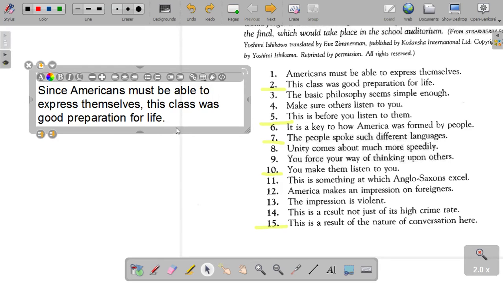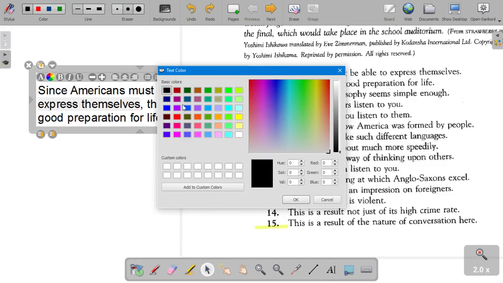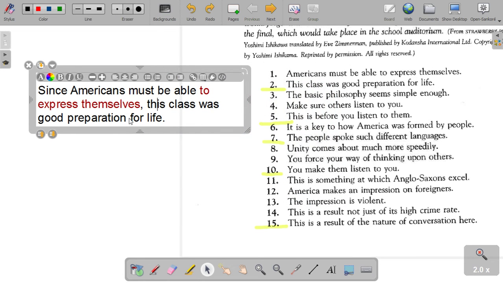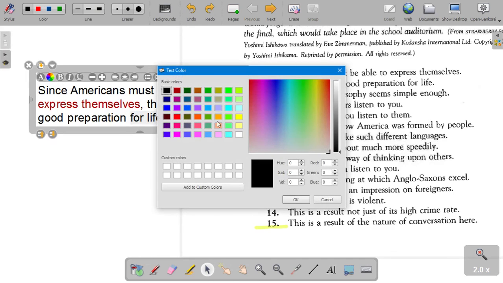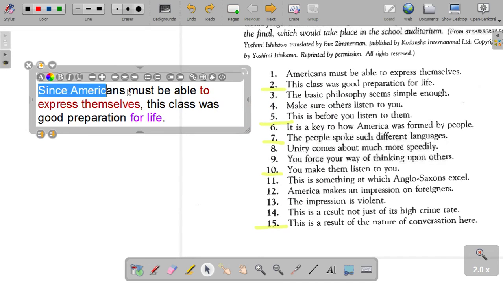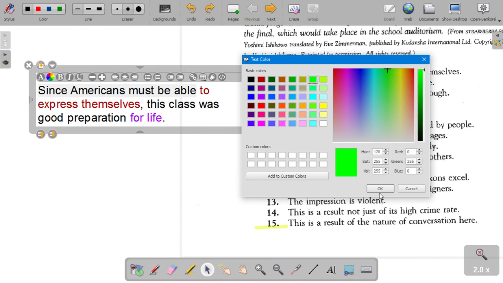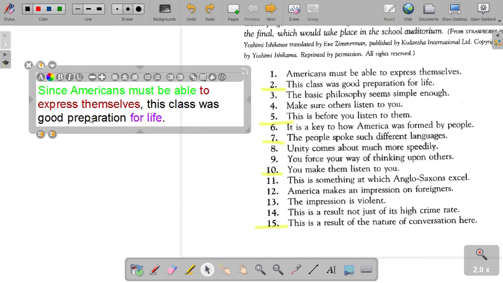Okay, now if we were going to try to figure out what parts of the sentence this has, what would to express themselves be? Starts with an I. Infinitive. Yeah, exactly. Let's put some colors on it to make sense. Infinitive, good. And then we have for life. What would for life be? Yeah, preposition. Good. And then what would since Americans must be able to express themselves be? That whole thing is a dependent clause. Good. So we have this class was good preparation as basically the main part of your sentence. All right, so that's 1 and 2.